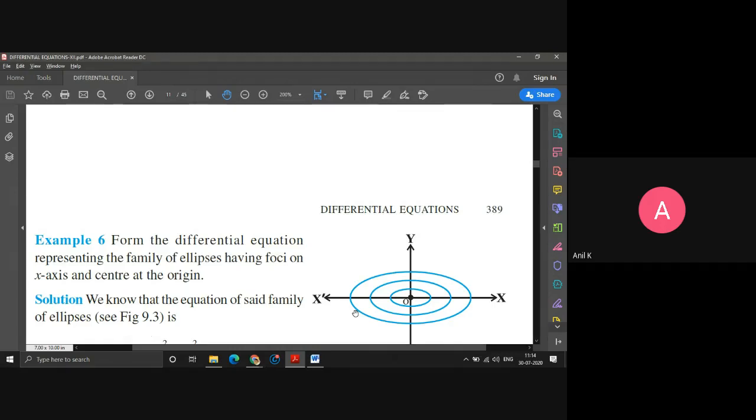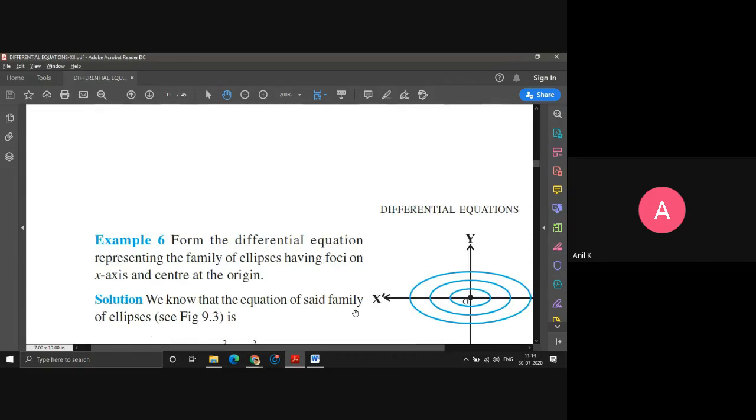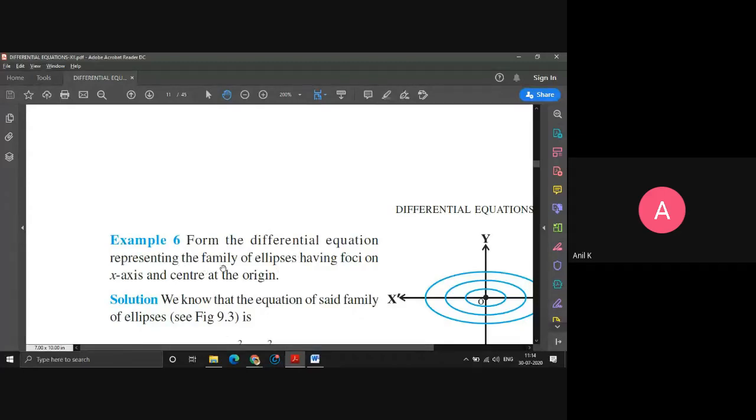Now, what I suggest to you is, when you are solving this differential equation chapter, please go through the chapters on ellipse, hyperbola, parabola, and circle that we studied in coordinate geometry. The center at the origin, the center on the x-axis, all those topics we already studied in class 11. In the exam they give the question like this only: form a differential equation representing the family of ellipses having the foci on x-axis and center at the origin. No graph will be given and no equation will be given, so you have to understand what equation it can be.